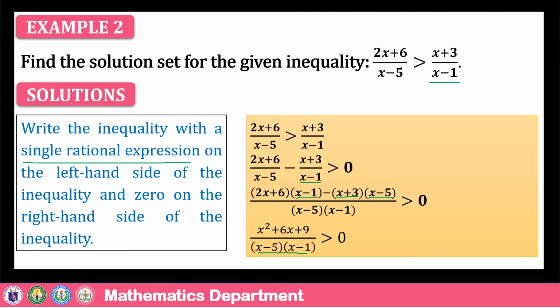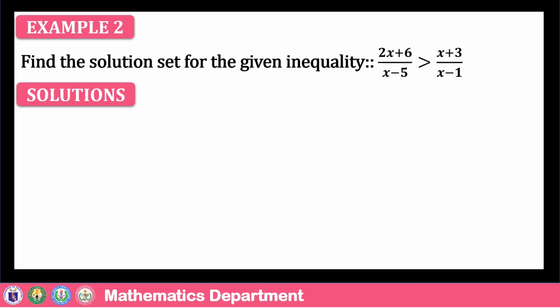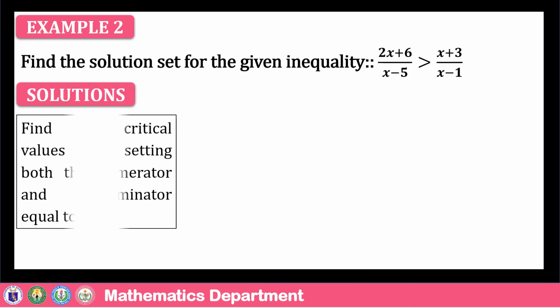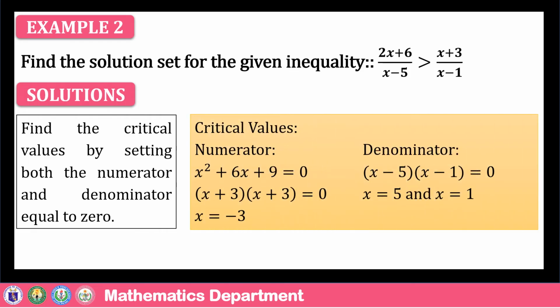So, after that, that is the time na kukuha na tayo ng ating mga critical values. Sa pagkuha natin ng ating critical values, okay, kagaya nung nandun sa sinabi kanina, we will equate our numerator with 0 as well as our denominator. So since ang numerator na nakuha natin kanina is x squared plus 6x plus 9 equals 0, so we'll just factor out this one. This will give us x plus 3 times x plus 3 is equal to 0. And then, solving for the value of x, magkakaroon tayo ngayon dito ng x is equal to -3.